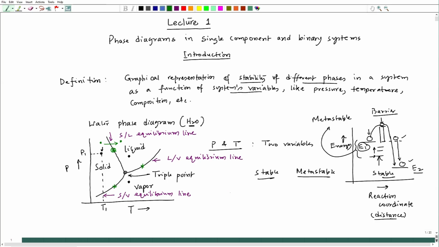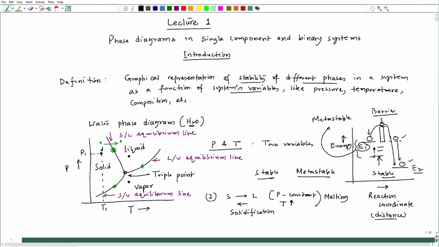So, solid going to liquid at constant pressure, with temperature increasing, I will get melting. But if I go back like this, at that time I will get solidification.